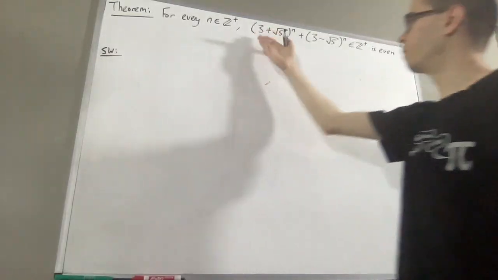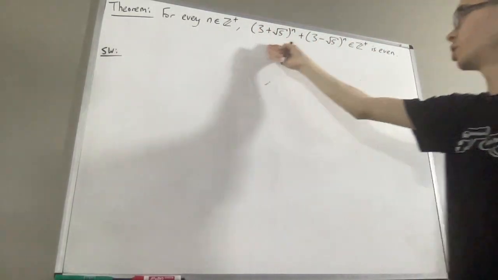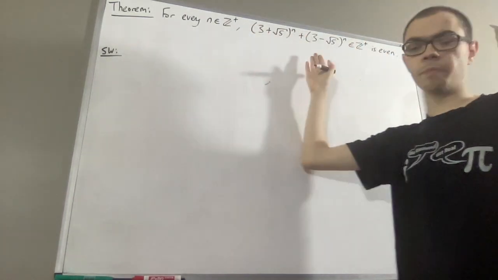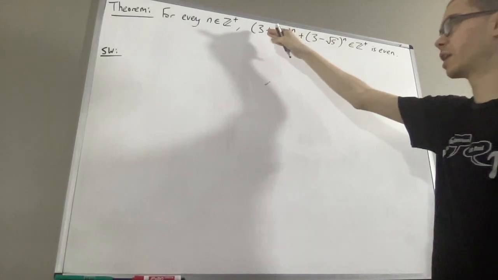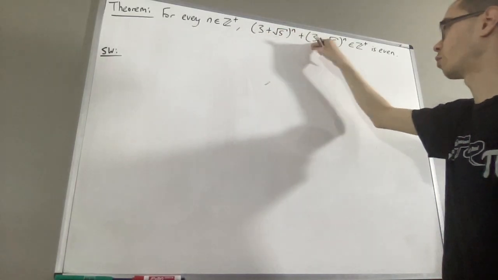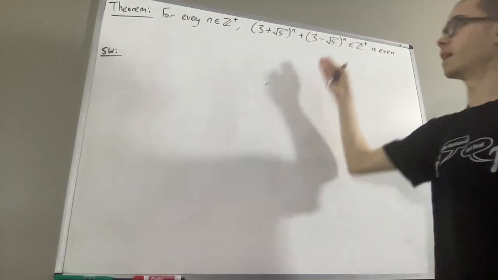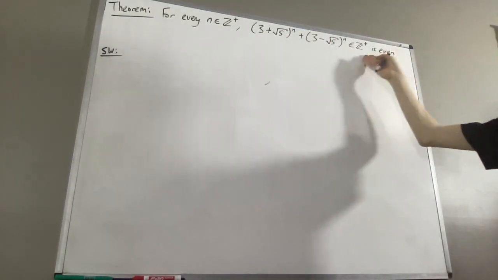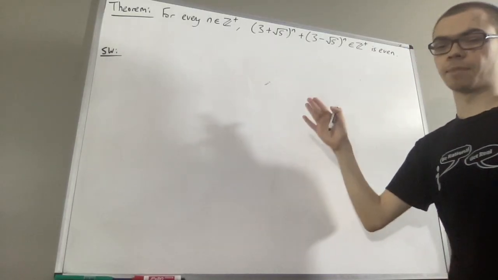Let's first try to prove this by induction. For the base case, we would want to show that this is true in the case where n is equal to 1, but that should be pretty easy, right? Substituting n for 1, you would get 3 + √5 + 3 − √5. That's just equal to 6, and 6 is an even positive integer, so we're done. We're more concerned with the induction step, right?